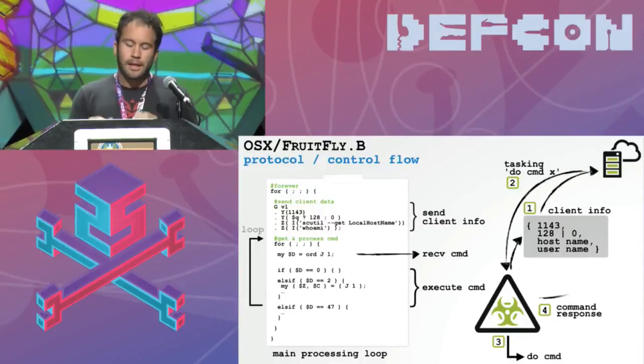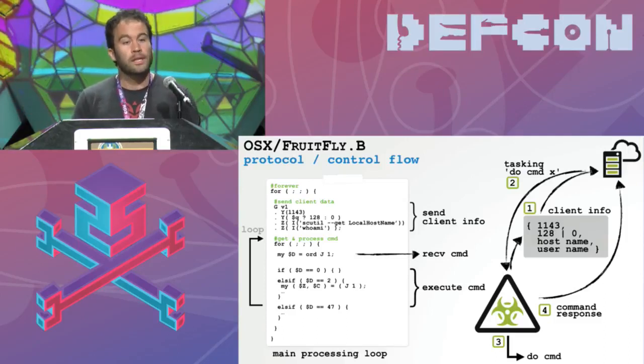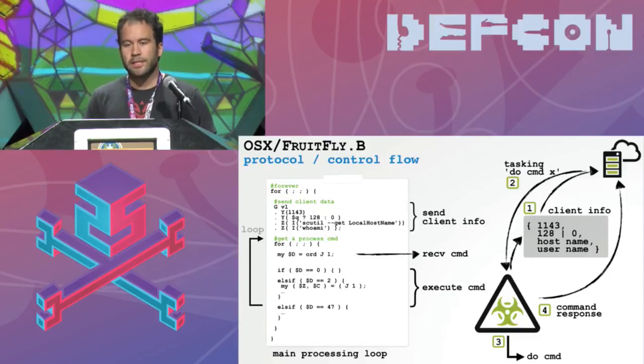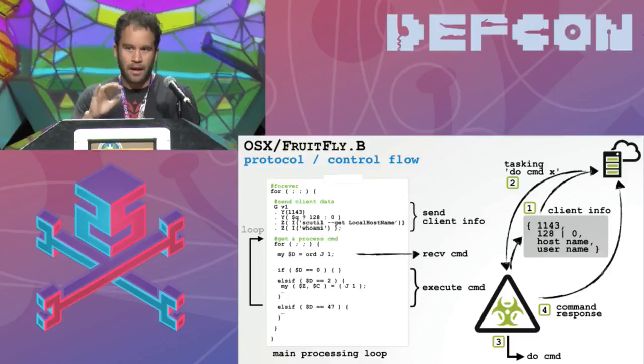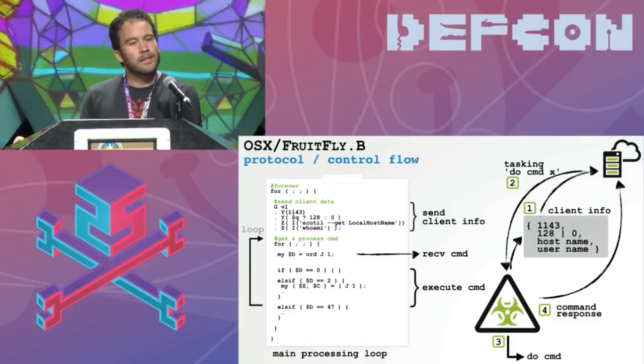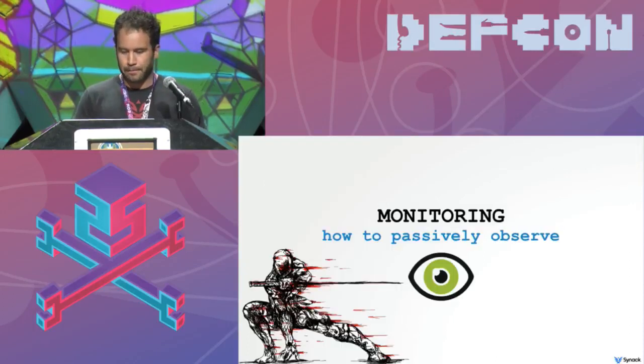And this does two things. It checks in with the command and control server, sending some information like the host and username. And then it invokes the J subroutine to receive 1 byte from the command and control server, which it then processes in a massive if-else loop. What this is doing is basically just receiving a numeric command from the command and control server, processing that, and then returning the response to the server.